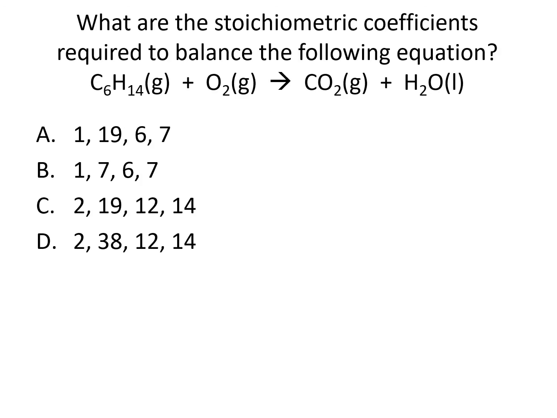What are the stoichiometric coefficients required to balance the following equation? C6H14 gas plus O2 gas makes CO2 gas plus H2O liquid. Is the answer A, 1, 19, 6, and 7, B, 1, 7, 6, and 7, C, 2, 19, 12, and 14, or D, 2, 38, 12, and 14?